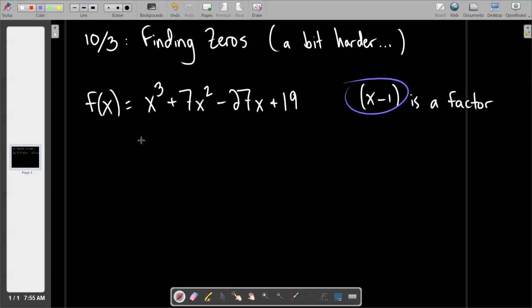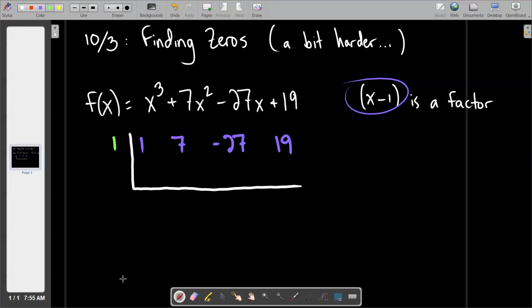So we're going to set up our synthetic as 1, 7, negative 27, positive 19, upside down division sign. What number are we going to put outside? Positive 1. Very good. So remember, if it's given to you as a factor, the number that you synthetically substitute is the number that makes the factor equal 0. So let's get to it. This algorithm ought to be pretty quick.